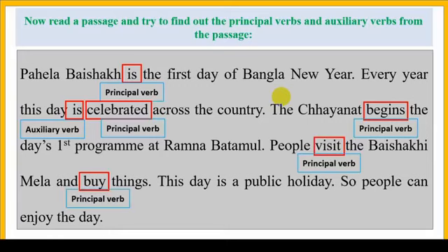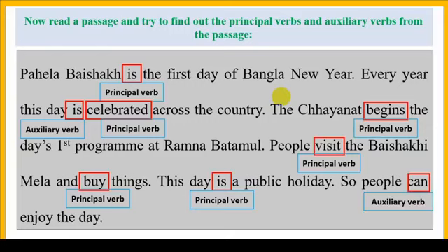This day is a public holiday. Here is is a principal verb. So people can enjoy the day. Here can is an auxiliary verb and enjoy is a principal verb. Dear students, I hope now you will be able to find out any principal verb or auxiliary verb from a sentence or a passage. Okay.